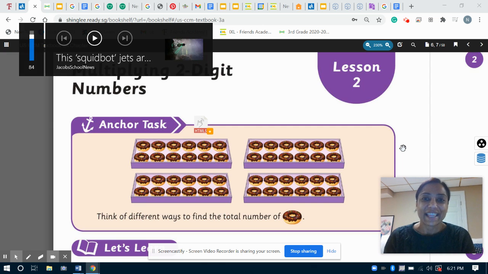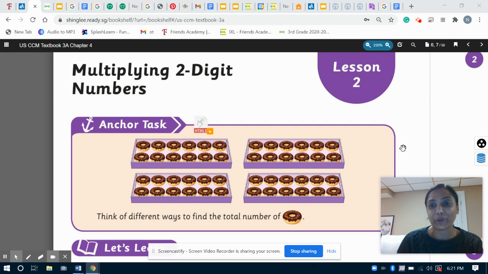Hi, friends. This is a recording for Lesson 2, Chapter 4, and we're going to go over the anchor task that you were asked to solve on your dry erase board. This anchor task is asking you to look at the picture, where you can see there are donuts, and it says here, think of different ways to find the total number of donuts.